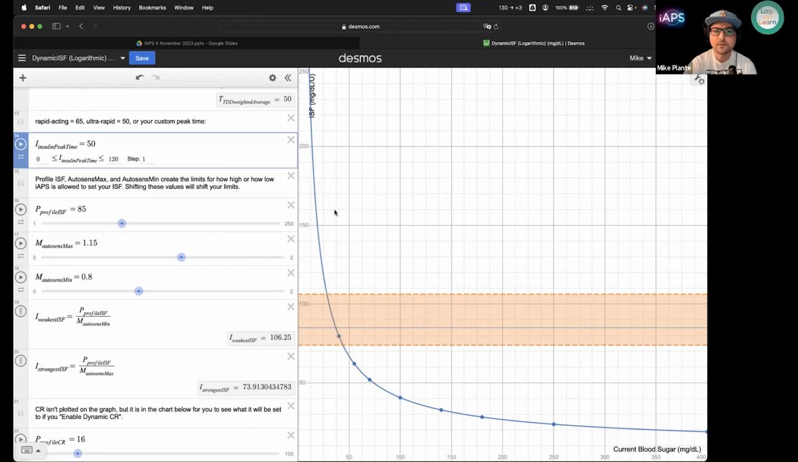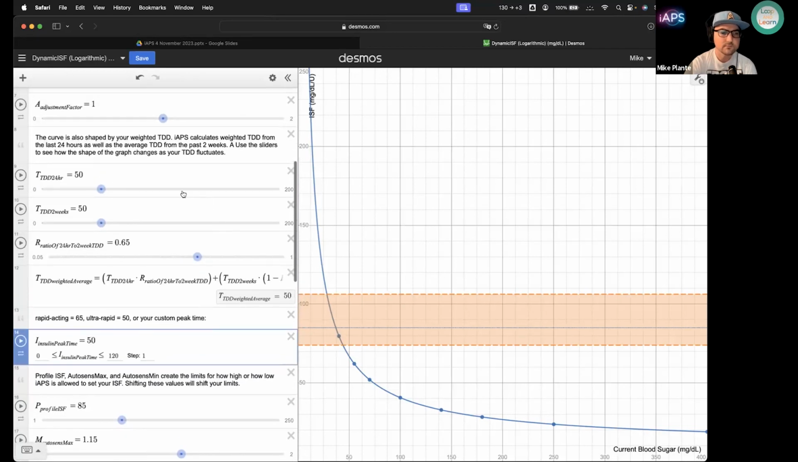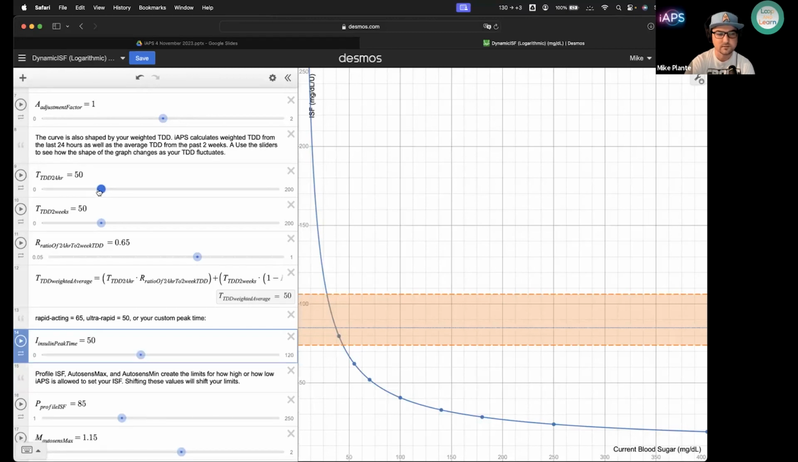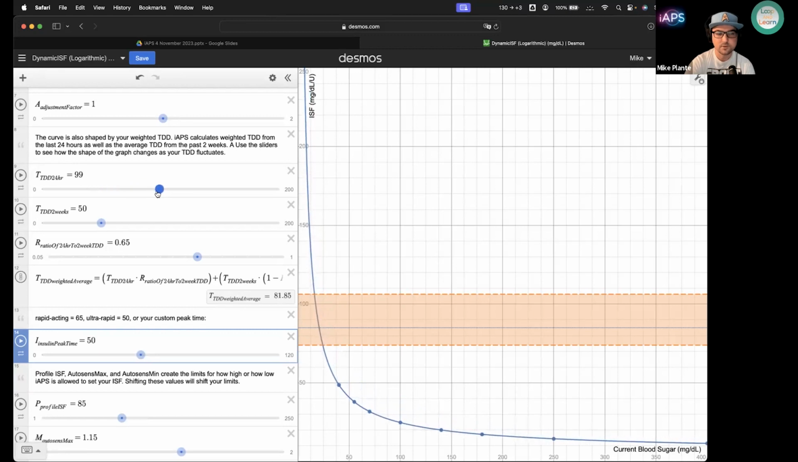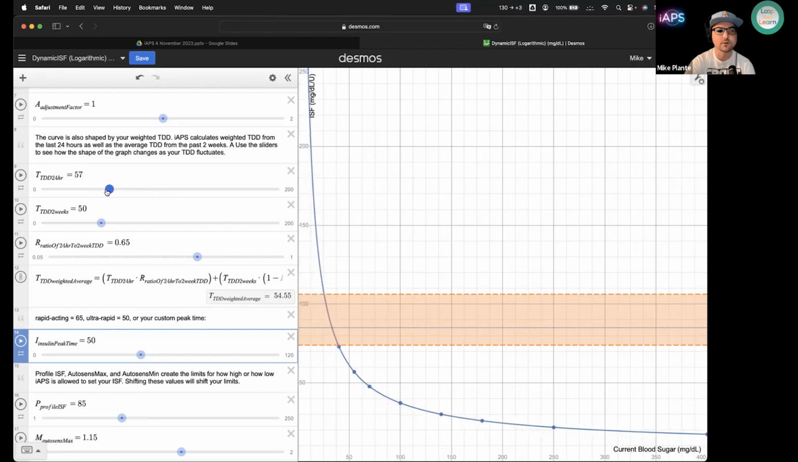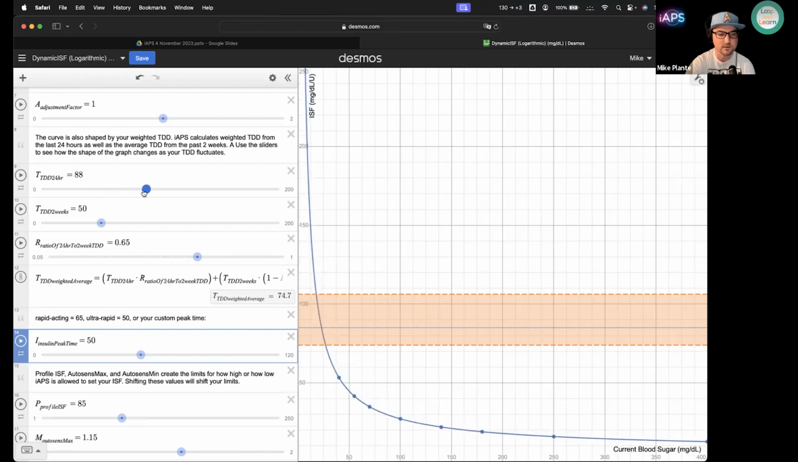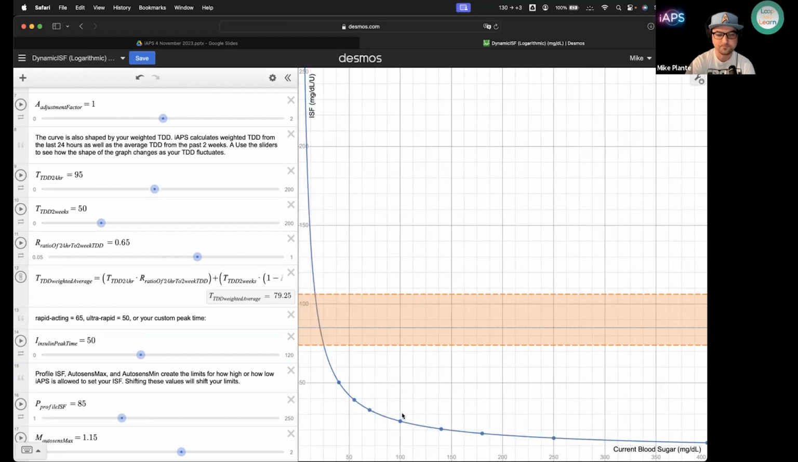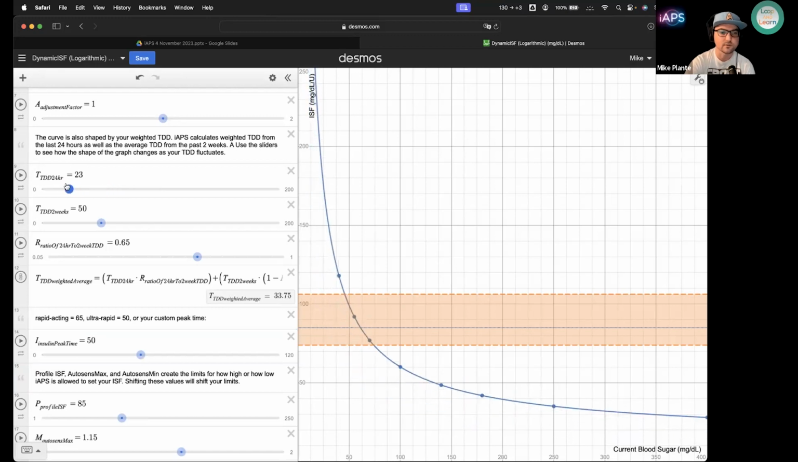So something else with logarithmic here. I mentioned before, you can have total daily dose. It uses the last 24 hours value for your total daily dose, and it also uses the average total daily dose from the past 2 weeks. So if you generally are using 50, but this week you're using maybe twice as much, like you're eating a lot more, or your site's bad, or you're taking steroids or something, and it doubles, it's going to make this curve a lot stronger. Or weaker, your 24 hours will affect it.